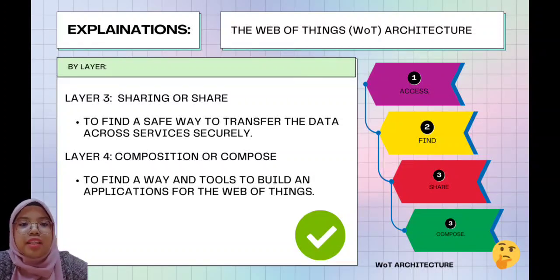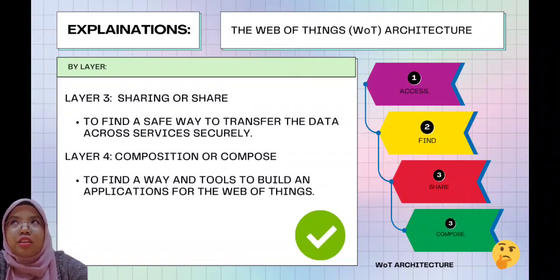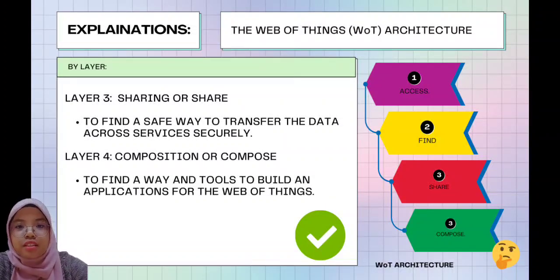The fourth layer is to find a way and tools to build applications for the Web of Things. As an example, the composition layer's web tools span from web toolkits, which are JavaScript SDKs that provide a higher level of abstraction, to dashboards with programmable widgets, and lastly, physical mashup tools like Node-RED.